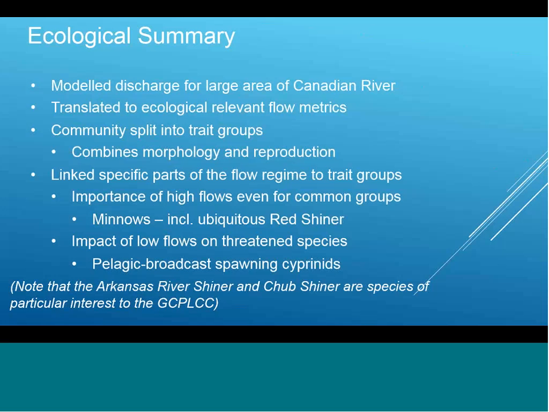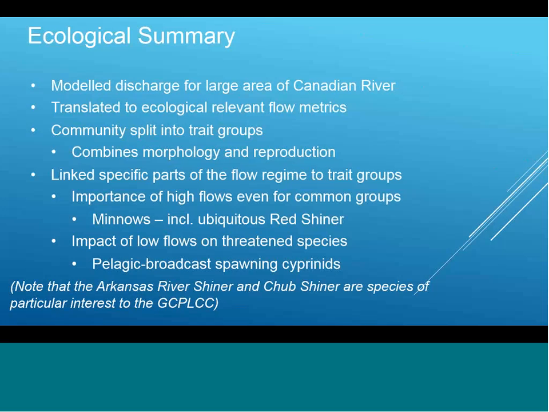We've split the community up into a number of trait groups, which combines both the morphology and some of the reproductive strategies. We've linked that to specific parts of the flow regime, which is interesting: ubiquitous species, like the red shiner, were still being influenced by high flows, and some of the threatened species, such as the pelagic broadcast spawners, were impacted by a different part of the flow regime.